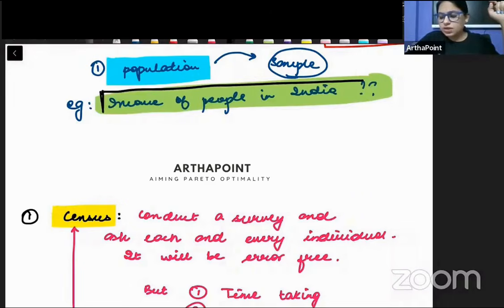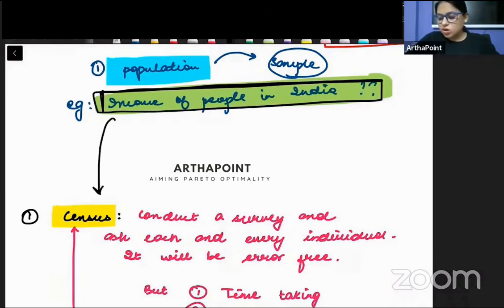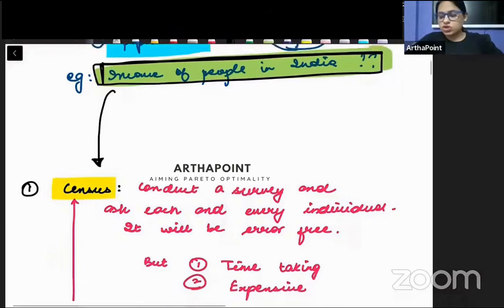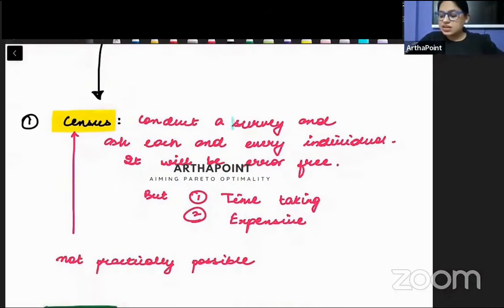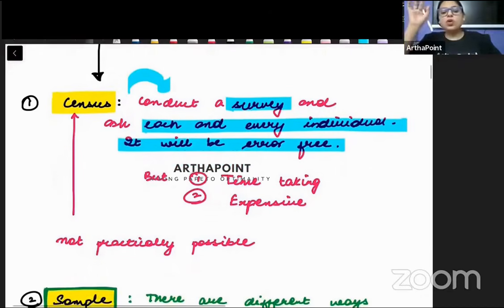अगर मैं एक एक इंसान का, जितने भी लोग population में हैं, अगर मैं उन सब का डेटा कलेक्ट करूं, then beta, that is called a census. उसको सेंसस बोला जाएगा. So census is basically a kind of survey, and whatever information you require, you go ahead and you collect the information of each and every member of the population. आप हर एक इंसान से जो भी population में है, हर एक से जाके डेटा पूछ रहे हो, then that becomes a census.